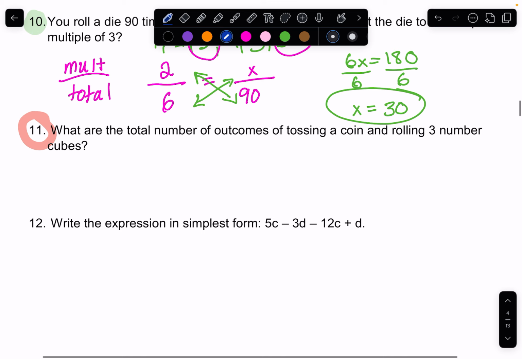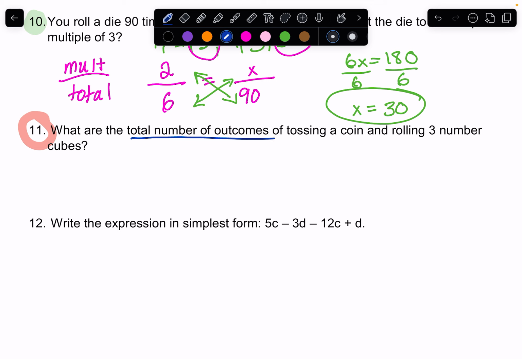The other piece of probability that we'll see is when we're talking about the total number of outcomes. This is the counting principle. What are the total number of outcomes of tossing a coin and rolling 3 number cubes? So to do this, you have to remember the trick is that you multiply all of the number of outcomes of each event. So for example, my first event is tossing a coin, then I'm rolling another die 3 times.